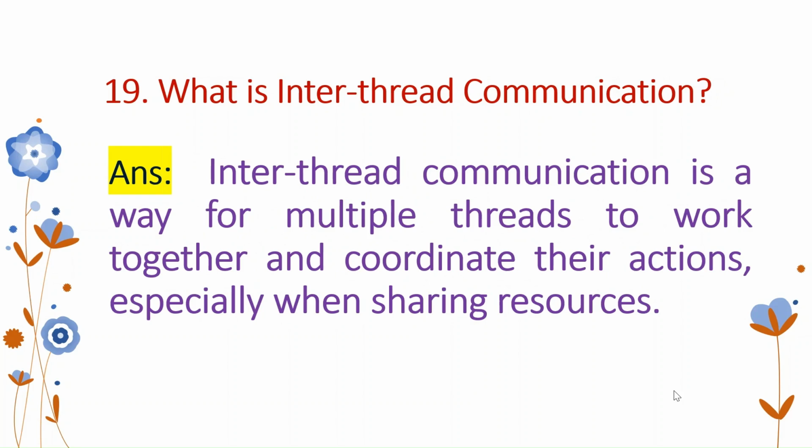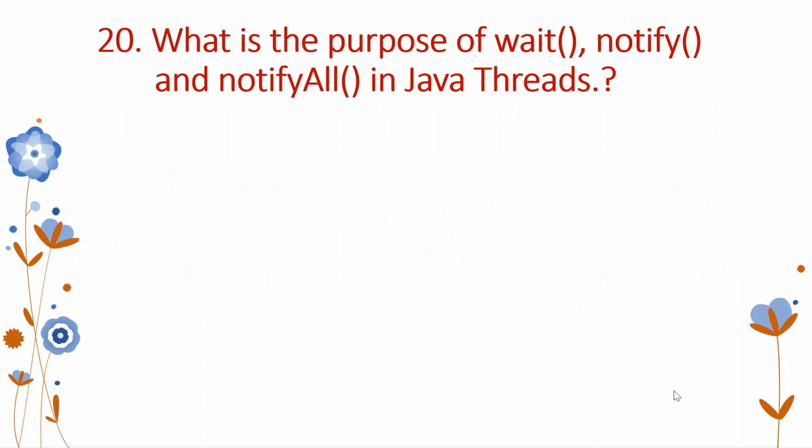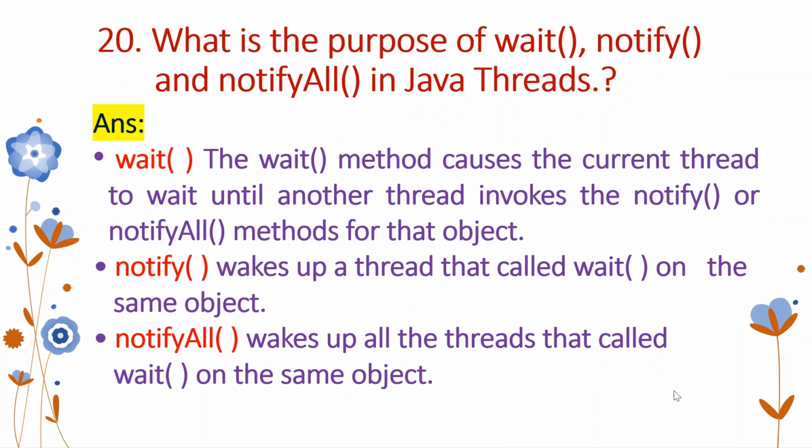Inter-thread communication is a way for multiple threads to work together and coordinate their actions, especially when sharing resources. So one thread wants to communicate with another thread, maybe for accessing the resources or sharing the resources. They need to coordinate with each other to complete the job. That's called inter-thread communication. What is the purpose of wait method, notify and notify all methods in Java threads?